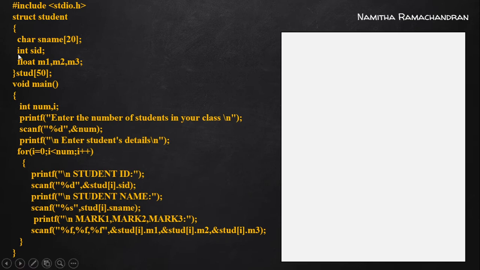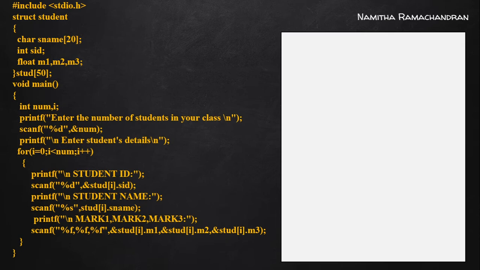Now consider the structure variable declaration. These are about the template of our structure student. Now here it is the structure variable. How is it declared here? It is declared as an array, stud of 50. What is the meaning? Here it declares a total of 50 structure variables.